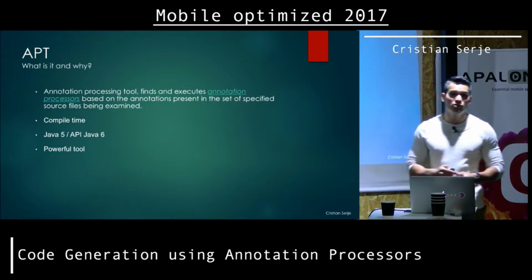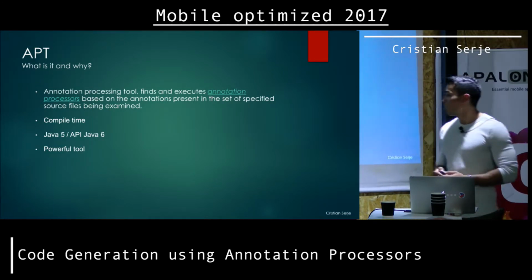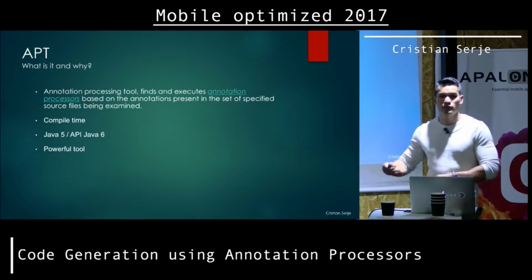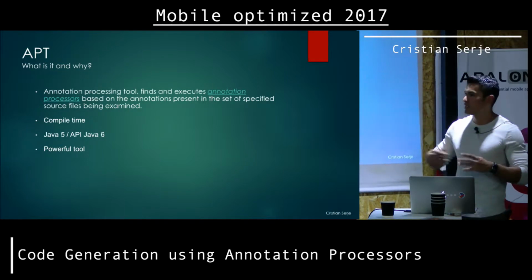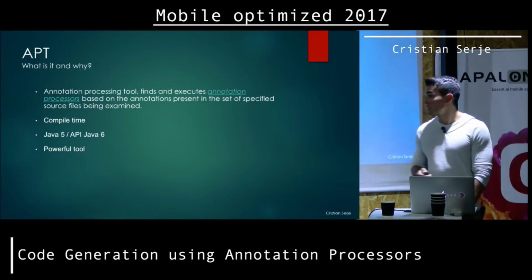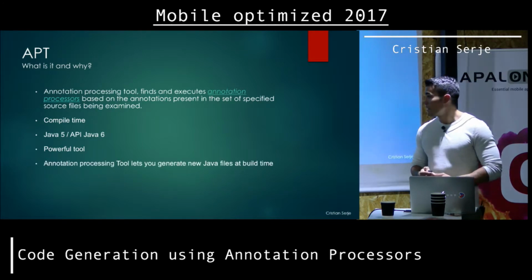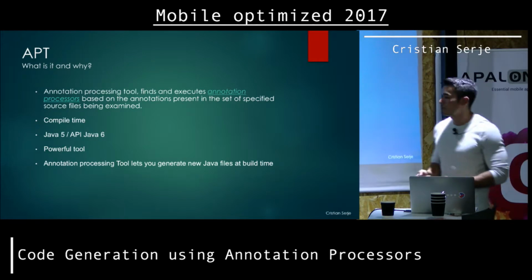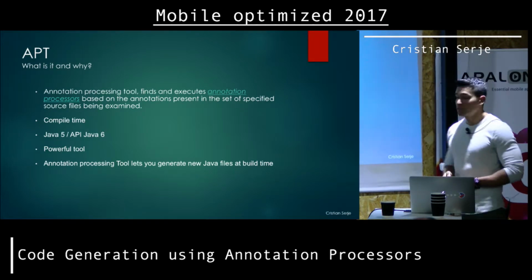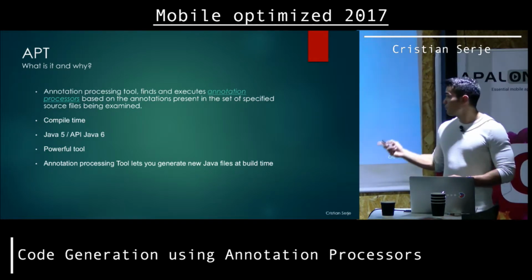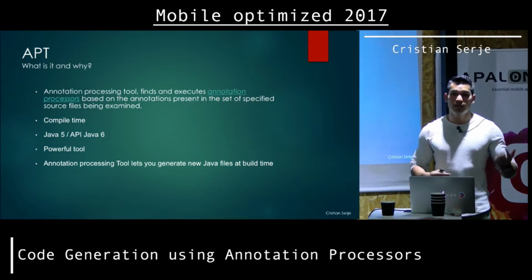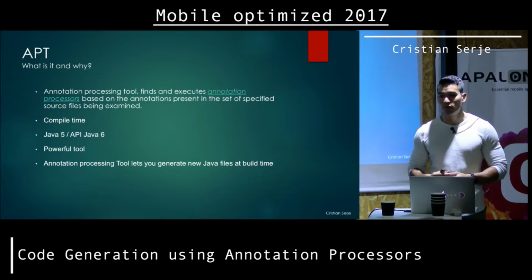Actually, it was pretty much ignored for a while until the last couple of years, because at the beginning people were like, oh yeah, there's a tool, but nobody really knew about it. Now its popularity is increasing a lot. In summary, the annotation processing tool lets you generate new Java files at build time. Look, this is important: it lets you generate new Java files, but you cannot modify classes that you already wrote.